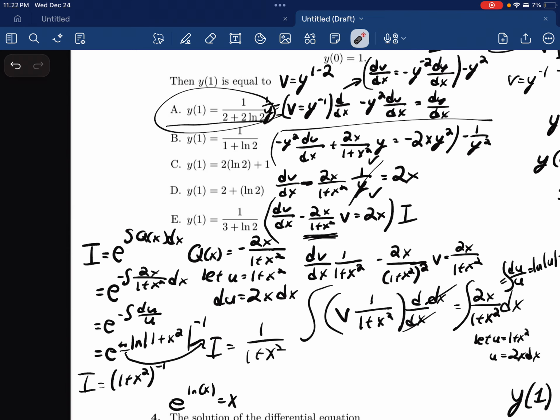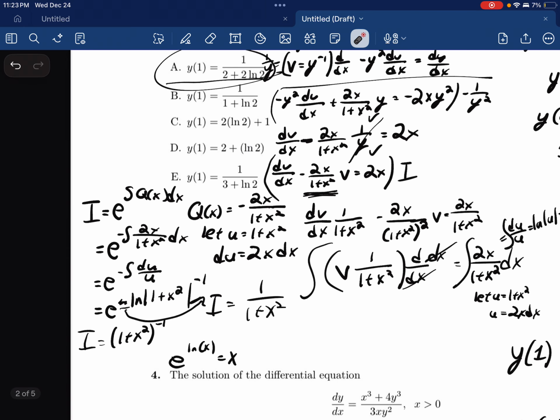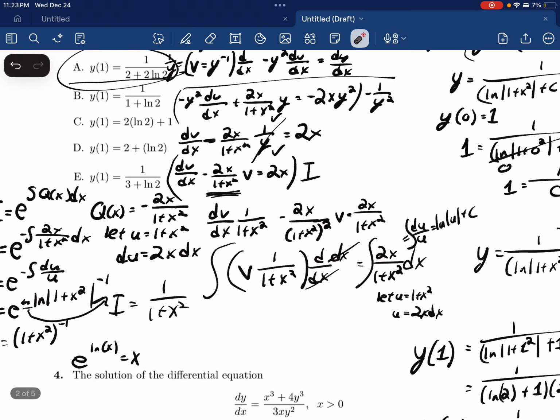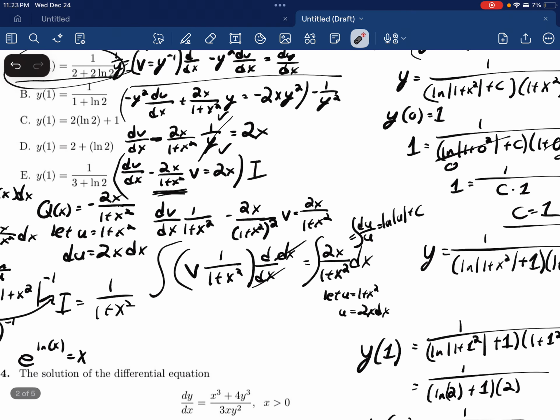Then we found the integrating factor by doing I is equal to e raised to the integral of q of x. And we know that q of x is negative 2x over 1 plus x squared. We found the integrating factor to be I is equal to 1 over 1 plus x squared. Then we multiplied the first order linear differential equation by I, and we got this. Then we used our knowledge of the product rule to rewrite it as v times 1 over 1 plus x squared, d over dx.